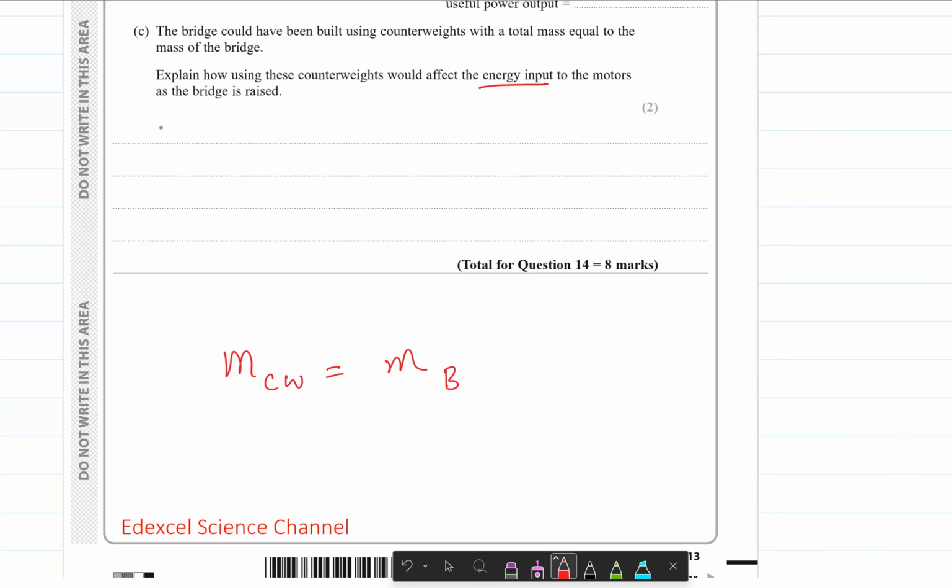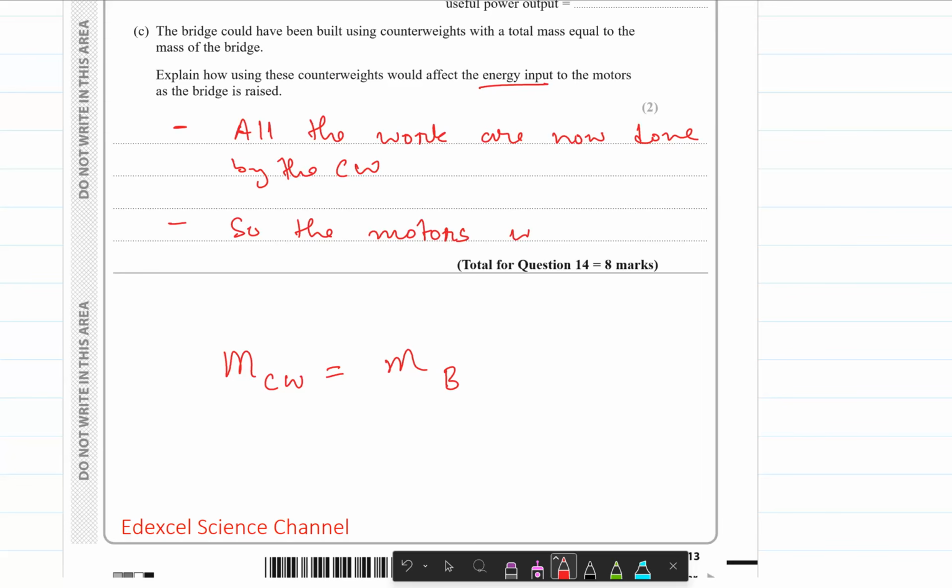So, 2 marks, 2 points. I would say that all the work is now done by the counterweights. So the motors would have to do less work.